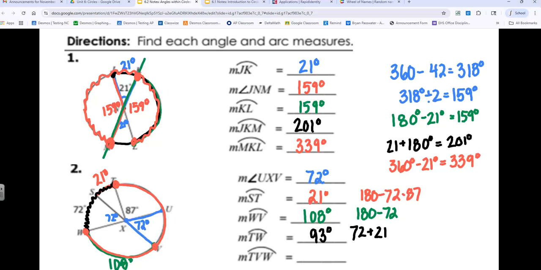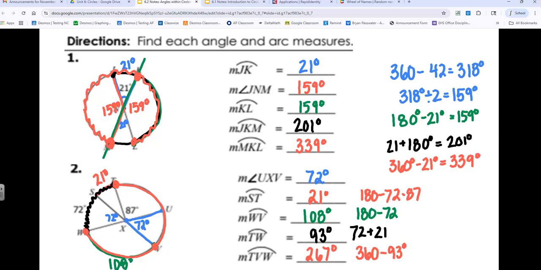Let's see. Caden, what would we get for that one? Let me make sure, because the numbers are getting larger on that one. 267 is correct there. What did you do to get that, Caden? 360 minus that 93 we just found, right? Because the 93 was that black part. Arc TVW is the rest of the circle, so that'd be the quickest way to find it. That's very good. Okay, questions?